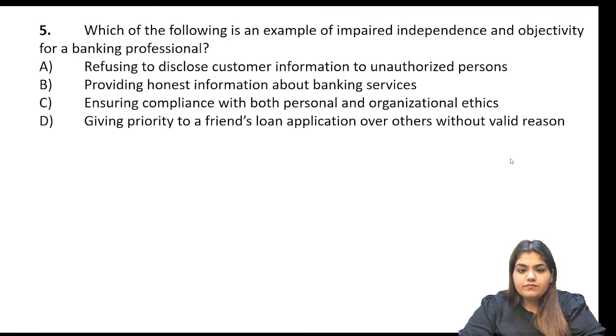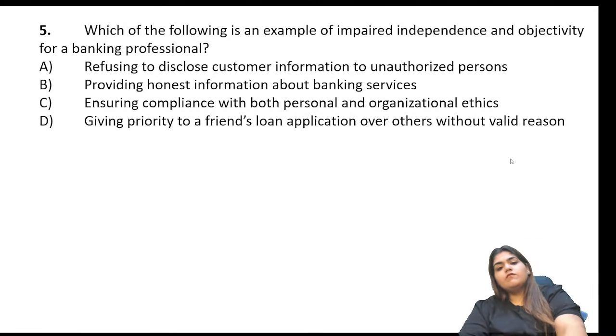Question number 5. Which of the following is an example of impaired independence and objectivity of banking professionals? Giving priority to a friend's loan application. This is wrong.